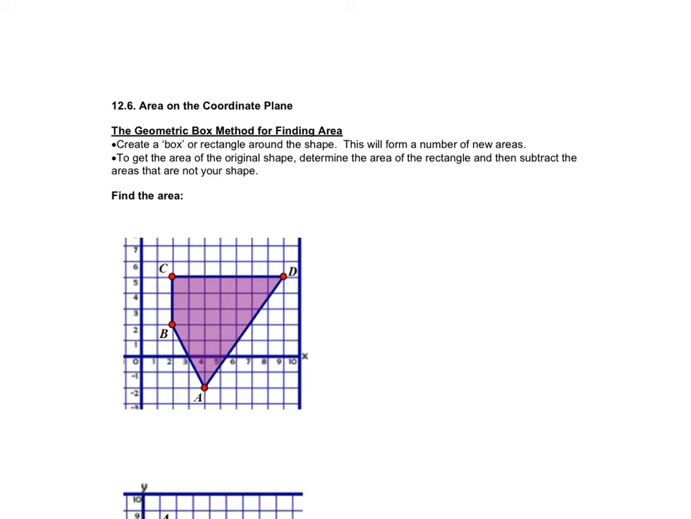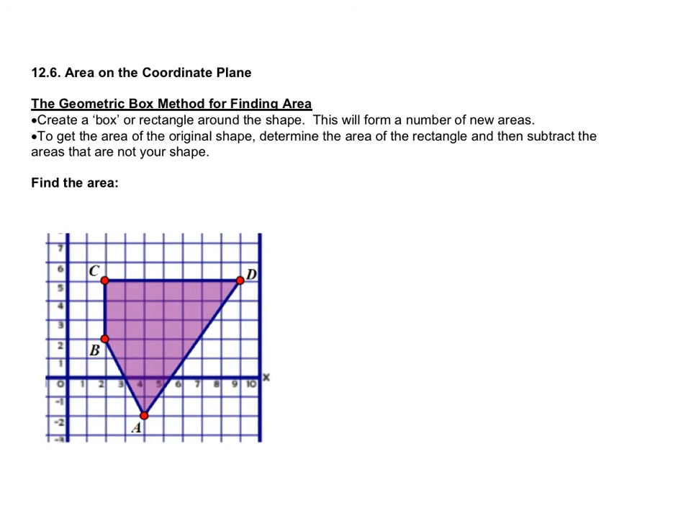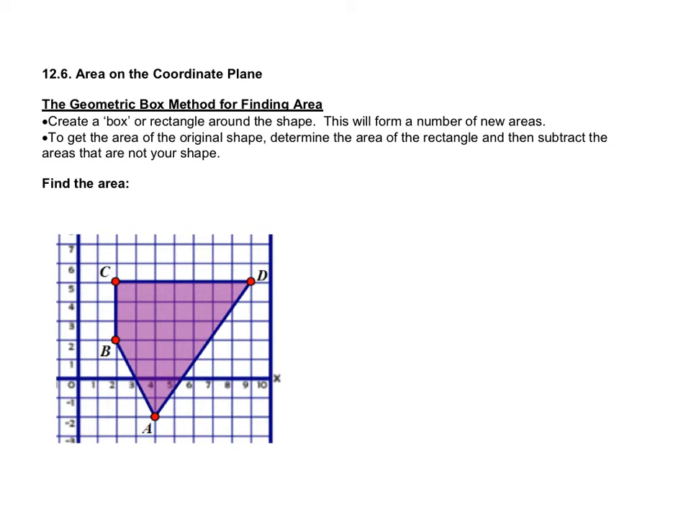Good morning. Today is lesson 12-6, area on the coordinate plane. What we're going to be doing is using this thing called the geometric method for finding area. Here's how it's going to work. You're going to be given a figure on the coordinate plane. It's not going to be a nice figure, but it's going to be the same procedure each time.